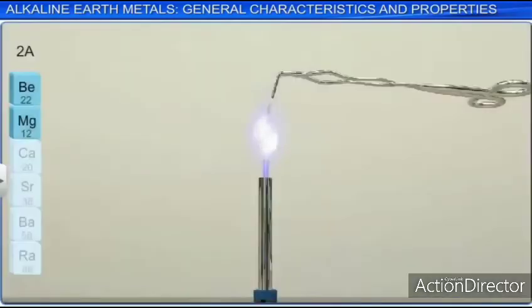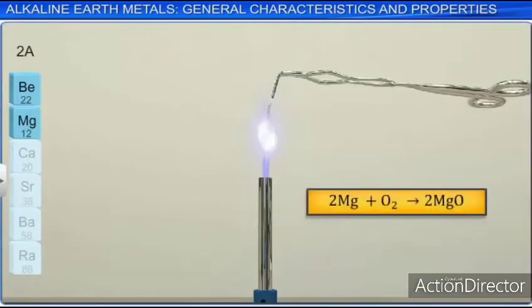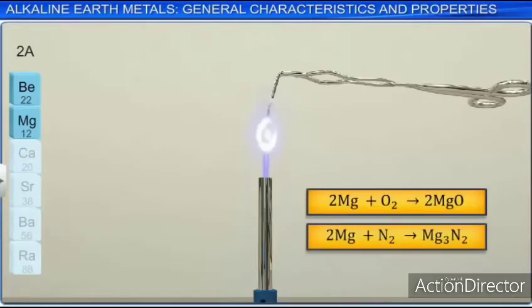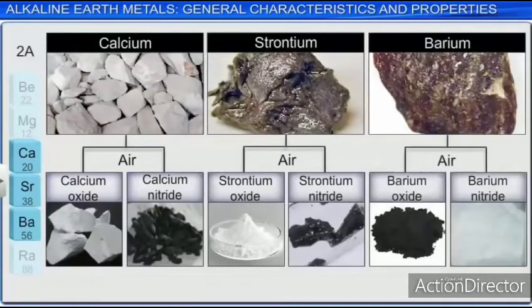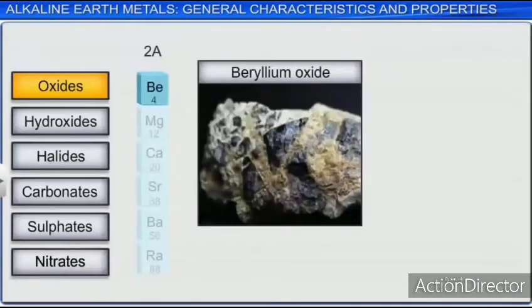Magnesium and beryllium, when ignited, will react vigorously in air, releasing a bright light. Both the oxide and the nitride will form when reacting in air, as shown here in the reactions for magnesium. Calcium, strontium, and barium also react in air to form oxides and nitrides. Beryllium oxide is essentially covalent in character. It is an amphoteric oxide, meaning it can act both as an acid and as a base.